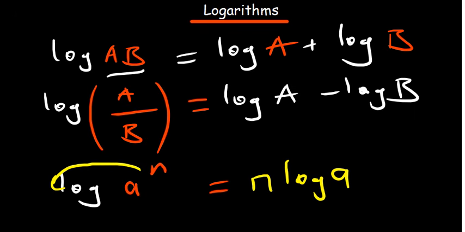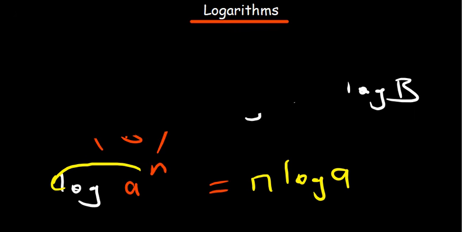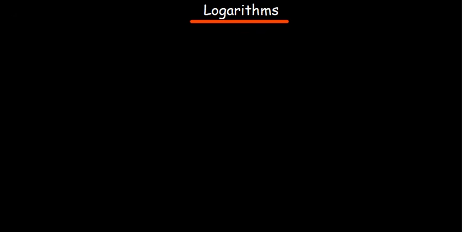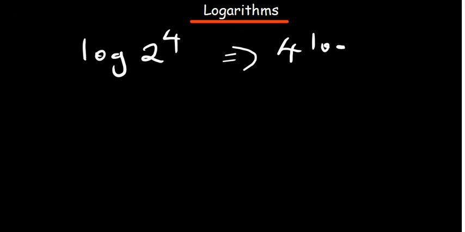Let me try to give an example on that so that you understand more in detail. When you have, for example, log of 2 to the power 4, that is going to be 4 log 2. That's the point that we're trying to make there.